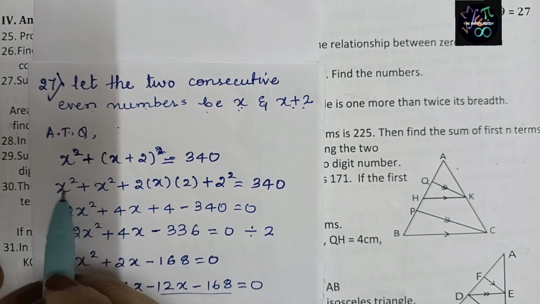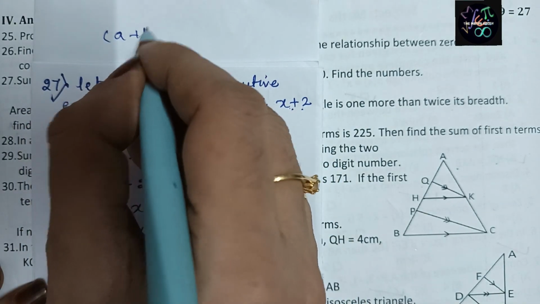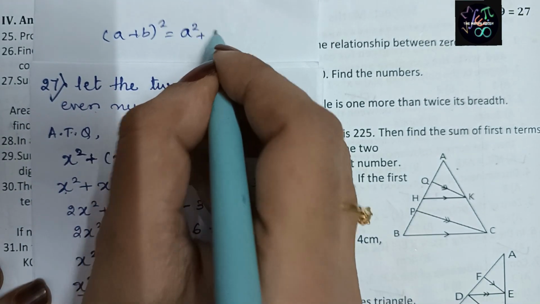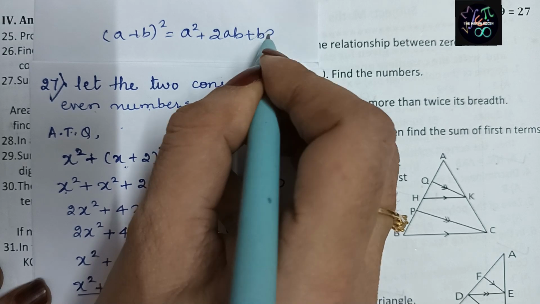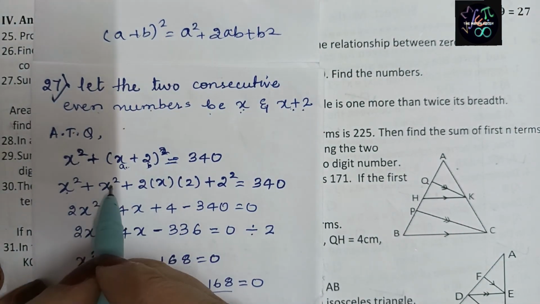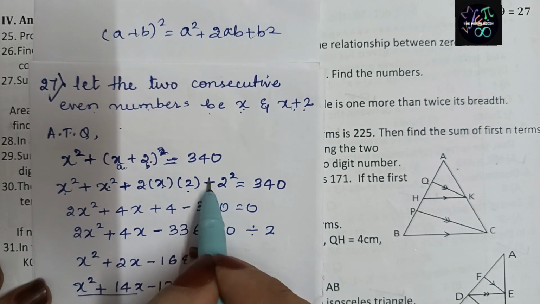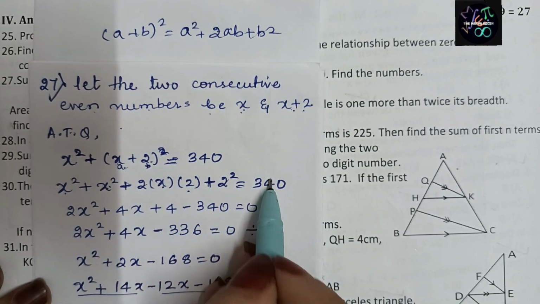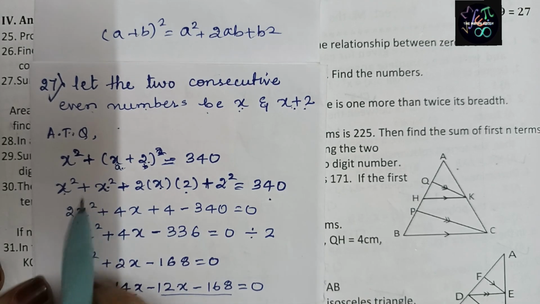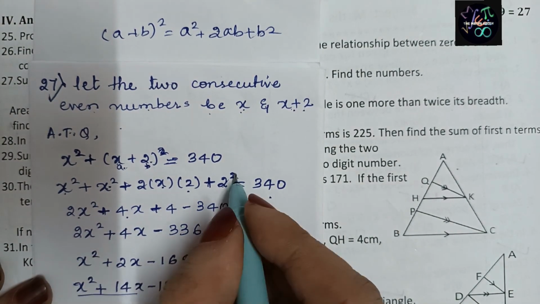So x square as it is, we know the (a plus b) whole square formula. I'll write it here one more time. (a plus b) whole square is equal to a square plus 2ab plus b square. We have used this formula here. Consider x as a and 2 as b: x square plus 2 times x times 2 plus 2 square is equal to 340. So x square plus x square is 2x square, plus 2 twos are 4x, plus 2 square is 4.